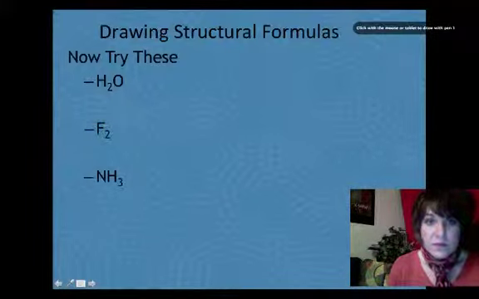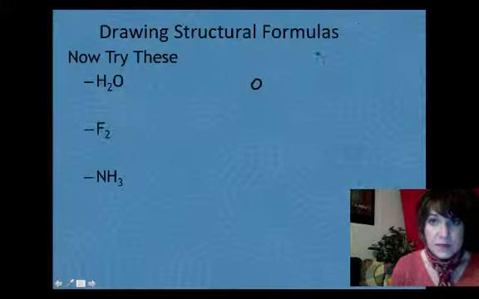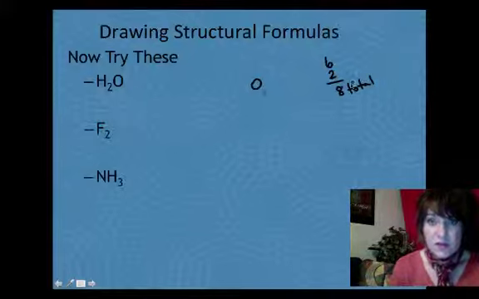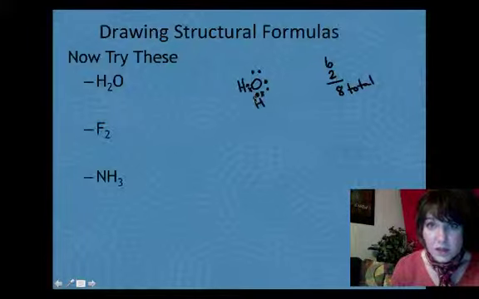We've got water first. So our central atom can't be hydrogen, it has to be oxygen. Let's count up the total number of electrons. Oxygen has 6 valence electrons, and then each hydrogen brings 1, but there's 2 of them, right? So we have 8 total electrons to find a home for. I'm going to put in the electrons for oxygen in their places, and then the 2 from the hydrogen I'm going to show as X's. They come right in, and so now I have 8 total electrons all paired up.